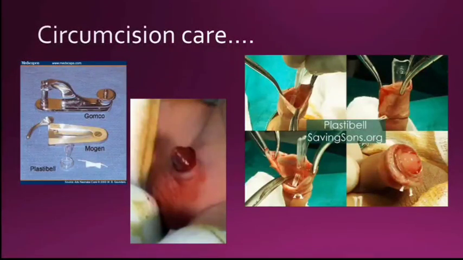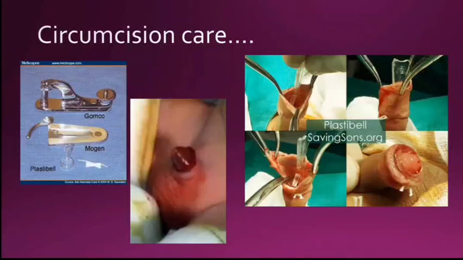With the Plastibell, you do not have to use Vaseline because it is not raw looking and it has a little plastic ring, and that plastic ring will just fall off. So the parents don't need to do anything related to that. We do need to make sure, regardless of the method that was used, that the baby is voiding, because that's going to be a milestone before we can send them home, that everything's working post-circumcision.